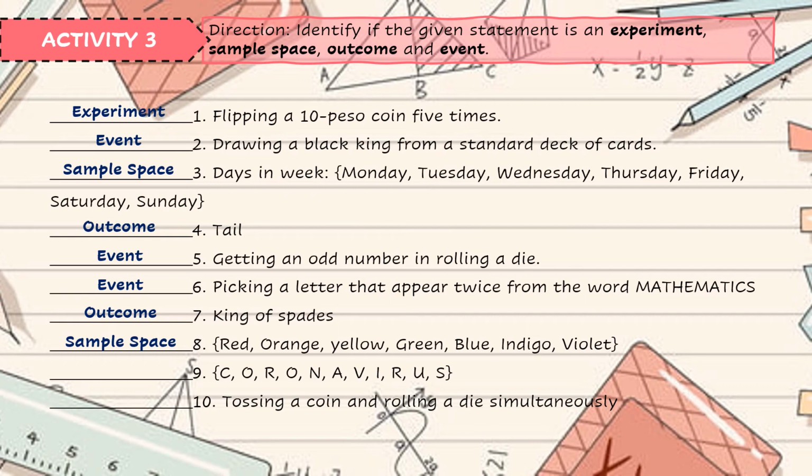And for number 9, it is a set of CORONAVIRUS. This is a sample space. Ayan. So, yung mga nakaset form, yan po ay sample space. And lastly, tossing a coin and rolling a die simultaneously. This is an experiment. Ito yung magiging trial natin. Pagka-toss mo ng coin, roll naman ng die. And so I hope you understand now what is an experiment, sample space, outcome, and event.